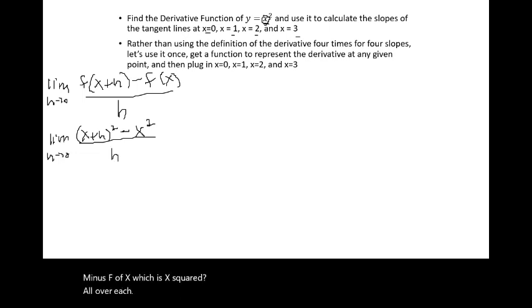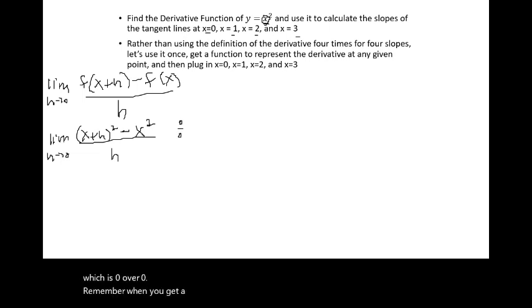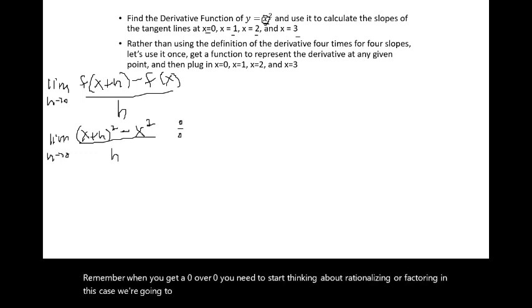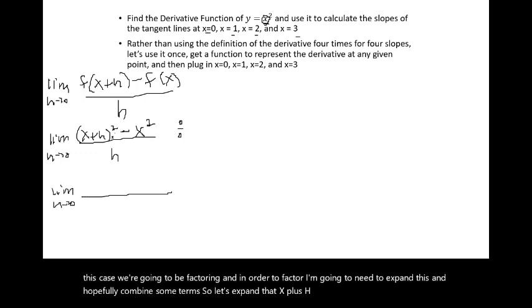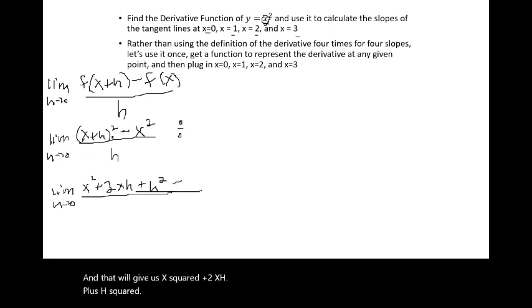And if you were to direct substitute 0 in for h, you would get x squared minus x squared, which is 0 over 0. Remember, when you get a 0 over 0, you need to start thinking about rationalizing or factoring. In this case, we're going to be factoring. And in order to factor, I'm going to need to expand this and hopefully combine some like terms. So let's expand that x plus h squared. And that will give us x squared plus 2xh plus h squared. Then we've got that minus x squared all over h.